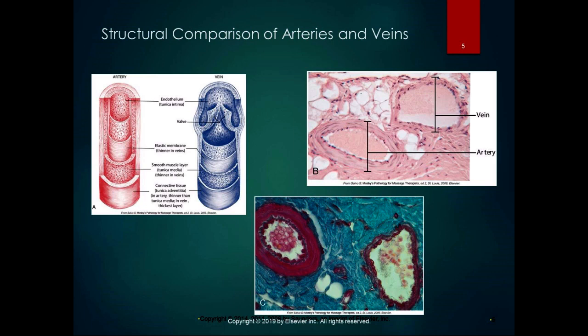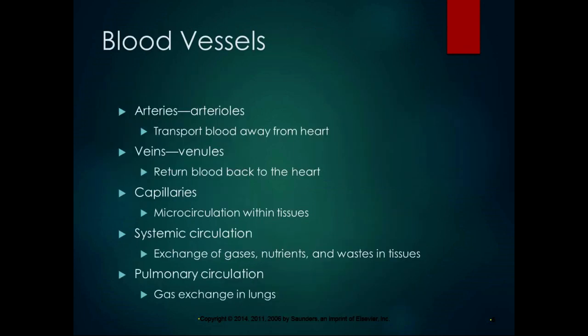So when we talked about the consequences of immobility, it changes your blood flow. So immobility is bad. That's why in physical therapy we are concerned with mobility. We want to mobilize people. So arteries go to arterioles to transport blood away from the heart. Venules go to veins to return blood back to the heart. Capillaries are the little guys, microcirculation within the tissues. They're the surface streets. The systemic circulation exchanges gases, nutrients, and wastes in the tissues. Pulmonary circulation exchanges gases in the lungs, primarily oxygen and carbon dioxide.